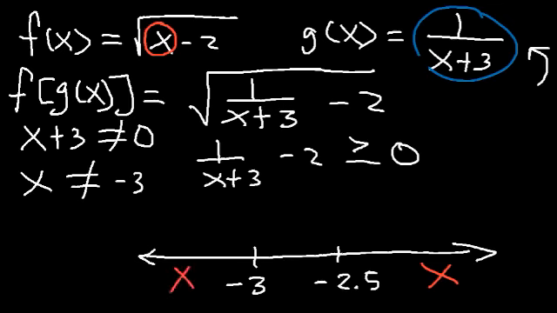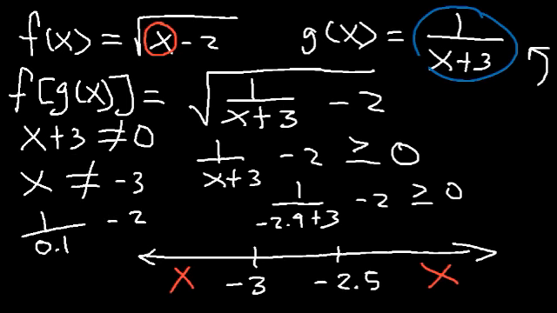Now what about a number between negative 3 and negative 2.5? Let's try negative 2.9. So 1 divided by negative 2.9 plus 3 minus 2, is that greater than or equal to 0? Negative 2.9 plus 3 is the same as 3 minus 2.9, which is 0.1.